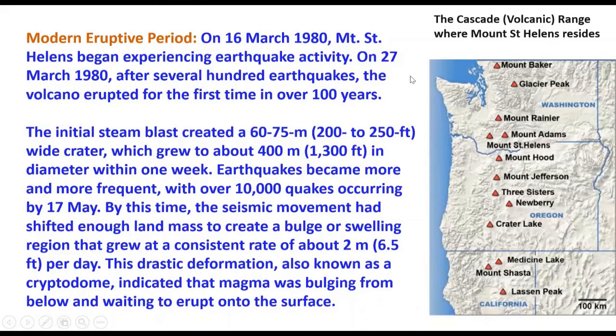So here's a map of the Cascade Volcanic Range where Mount St. Helens resides. Mount St. Helens is here. You can see there are a few mountains quite nearby to each other. And this is all in Washington.